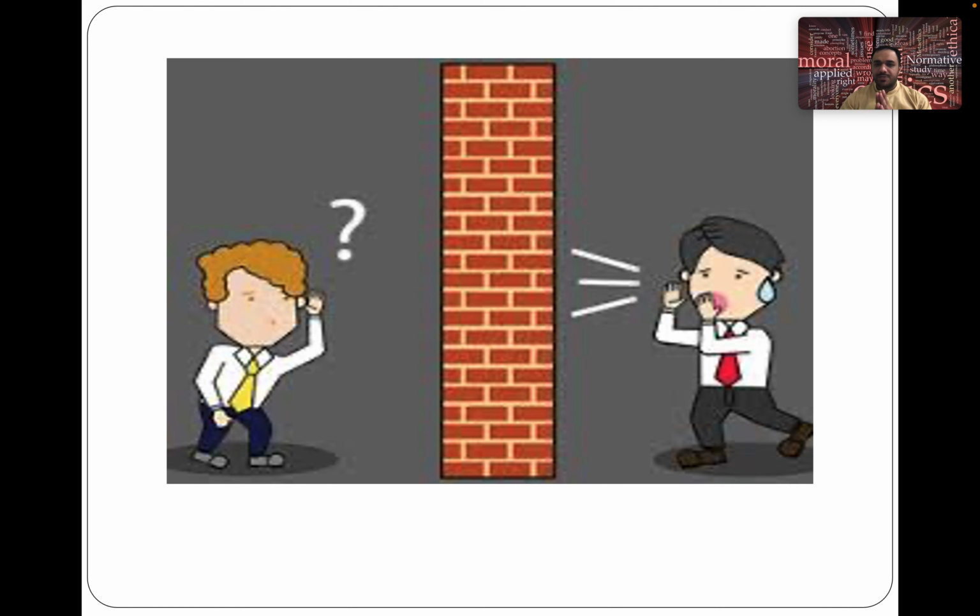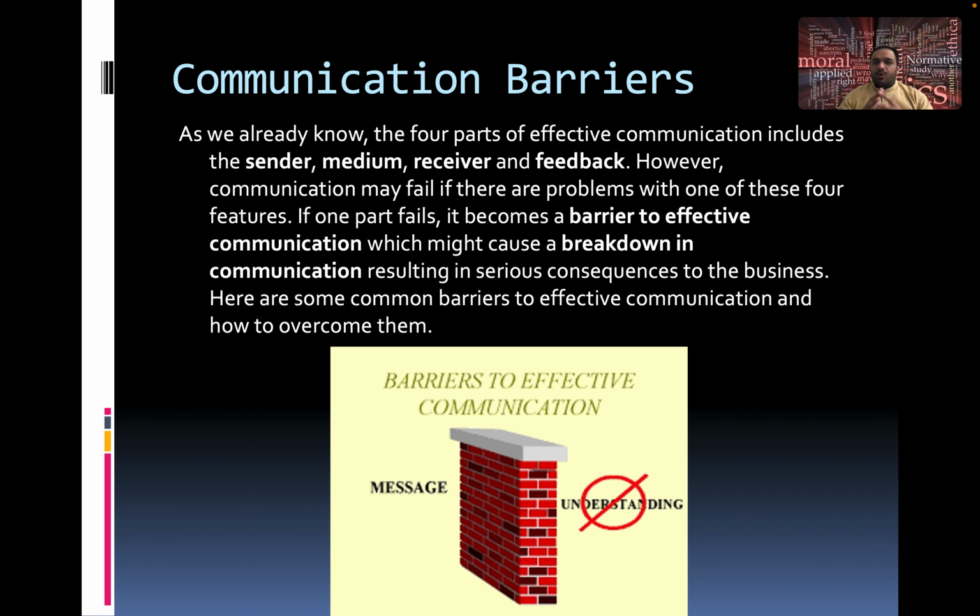Secondly, in this picture you can see, guys, that one person is speaking, there is a wall in between, and the other person is unable to listen to what he is saying. So it is also a barrier. The wall is a barrier in this communication. What exactly is a communication barrier? As we already know, the 4 parts of effective communication are the sender, medium, receiver and feedback. However, communication may fail if there are problems with one of these 4 features. If one part fails, it becomes a barrier to effective communication, which might cause a breakdown in communication, resulting in serious consequences to the business.